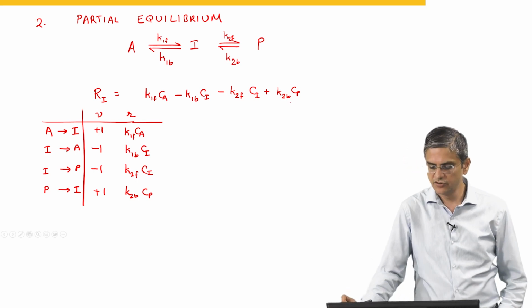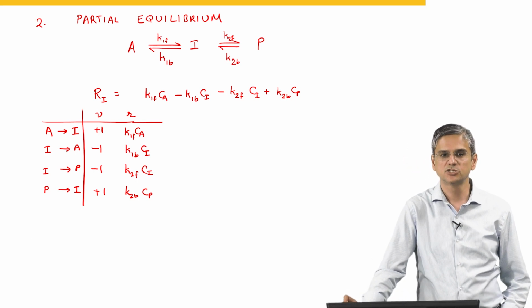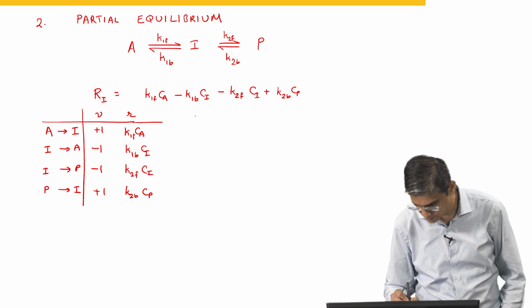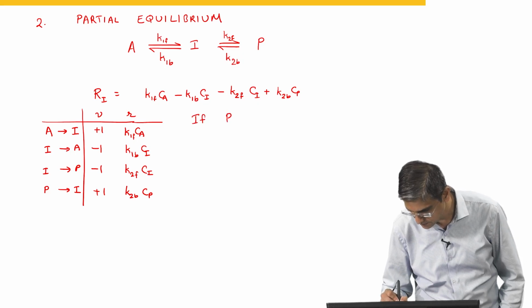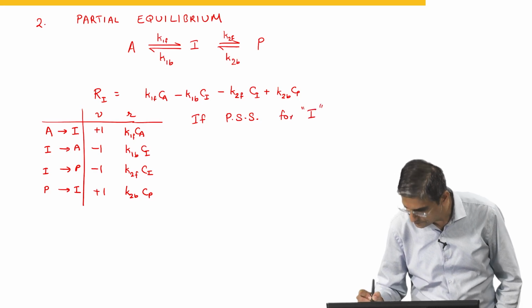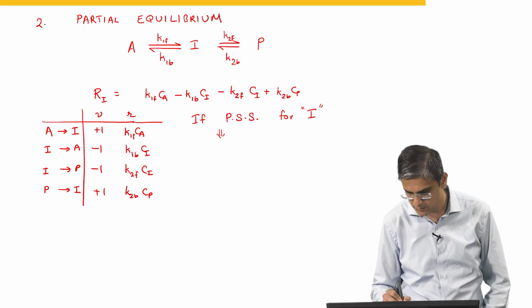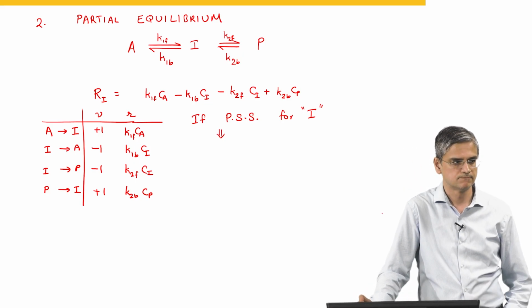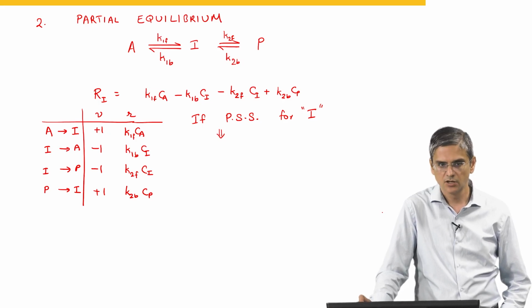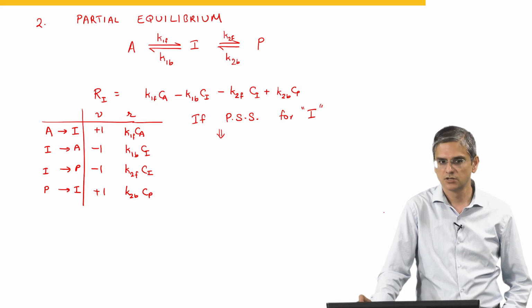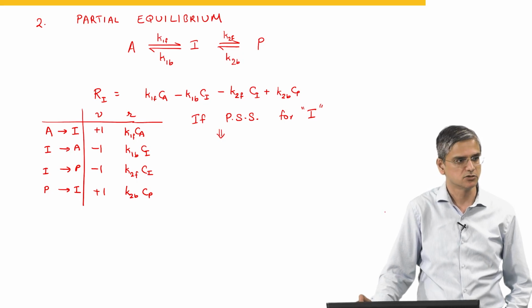What will happen if we take a pseudo steady state assumption? What will you get? What does pseudo steady state mean? What is 0? Ri is 0, capital Ri is 0.